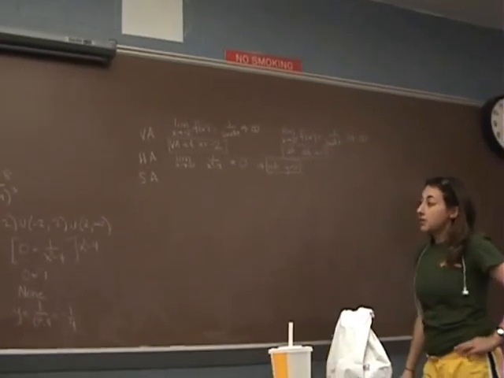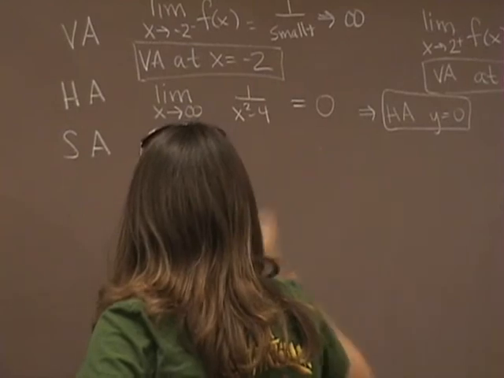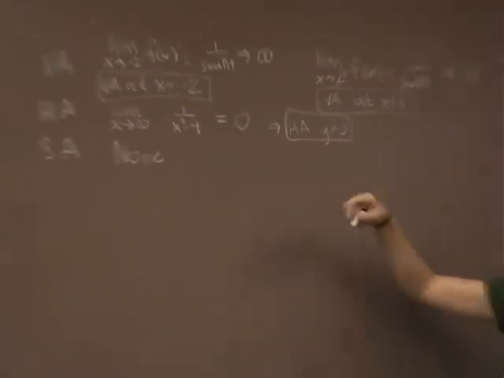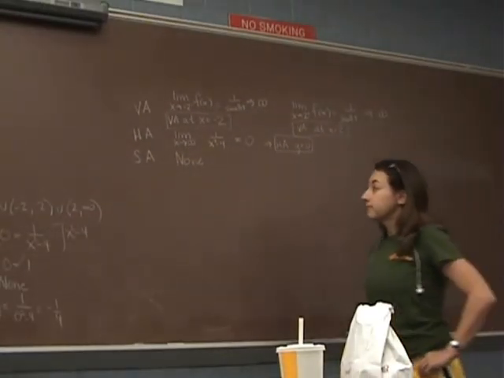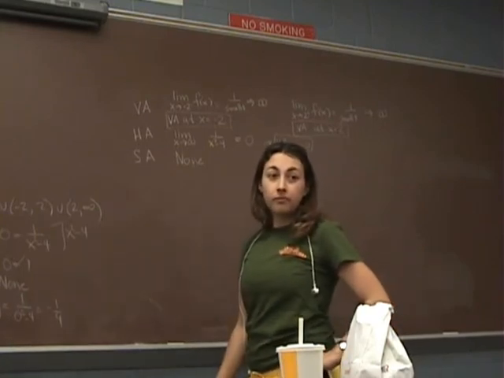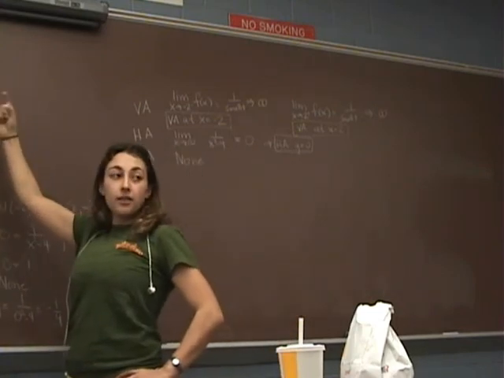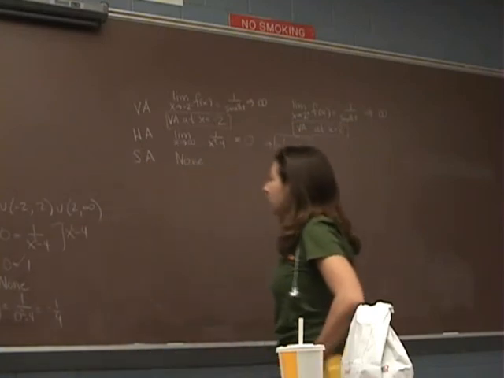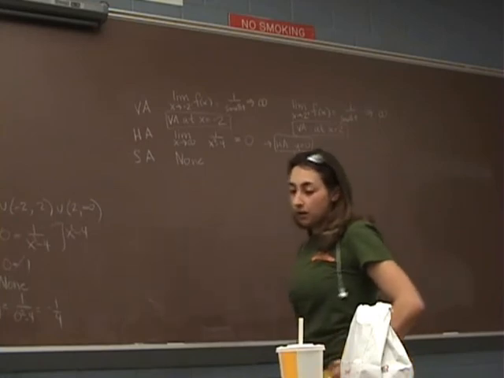Do I have a slant asymptote? No. How do I know that I don't? The numerator is greater than the denominator, that's when it happens, right? If you have a horizontal one, you don't have a slant one, as a general rule. If the numerator is a degree higher than the denominator, you have to do long division and divide it out. That's for slant. Okay, so we've done our asymptotes now.